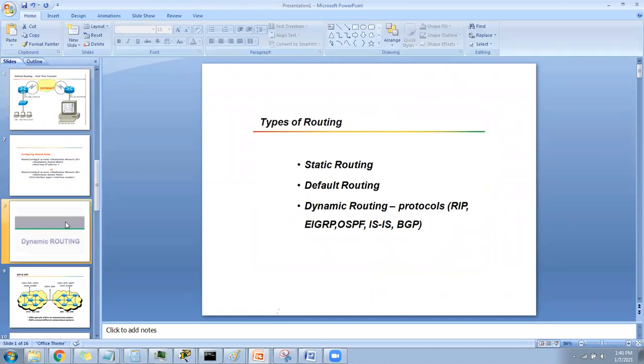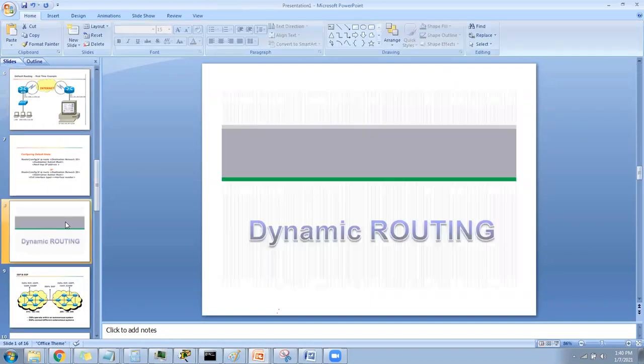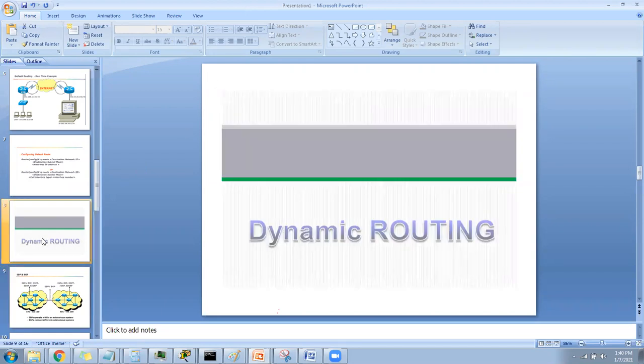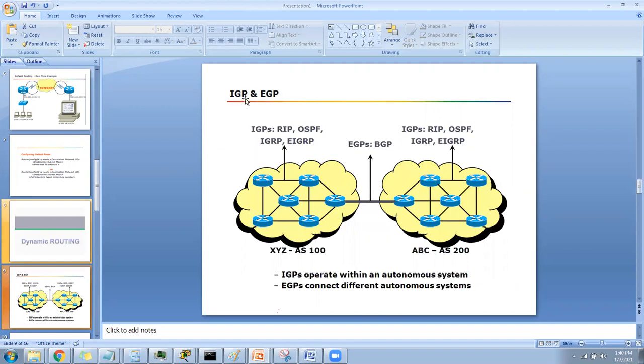In dynamic routing, today I'm not going to take any lab, just theory I'm going to explain. Tomorrow we will start the dynamic routing labs. For the dynamic, see, dynamic means what? Static means manual, dynamic means automatic. So remember this point: dynamic means automatic, you don't need to do anything.